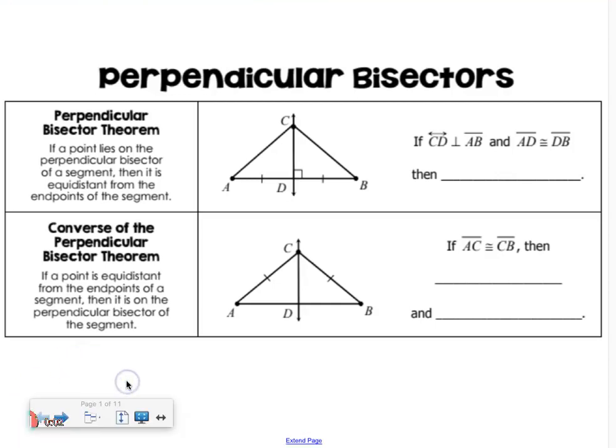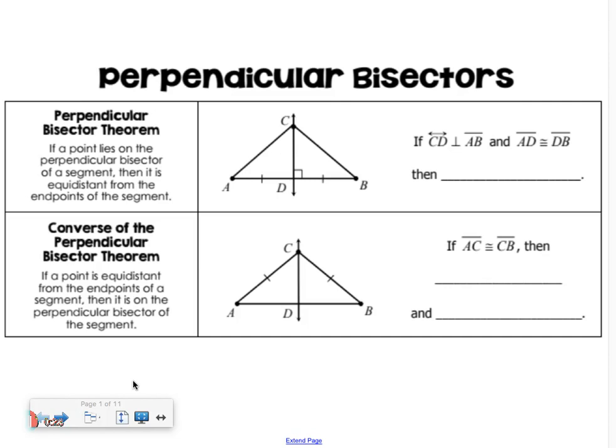Okay, so if you were here yesterday, you did a little investigative lab on special segments that happen in a triangle. Today we're going to talk about two of those in detail. This one first. The first one is a perpendicular bisector.